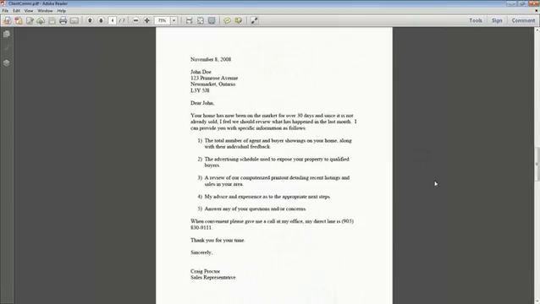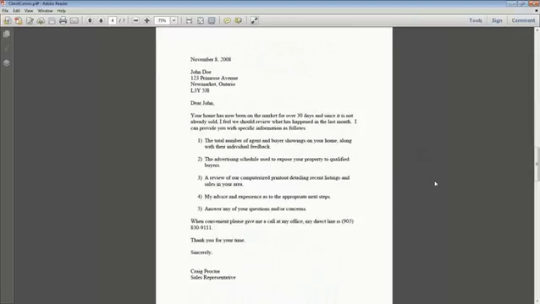Again, this is all about communicating with your existing clients. A few minutes ago, we talked about communicating with your prospects. This is all about communicating with your clients. So here's a seller. You listed their home a month ago. It's not selling. This is the letter that's automatically going to go out. Dear John, your home has now been on the market for over 30 days, and since it is not already sold, I feel we should review what has happened in the last month.